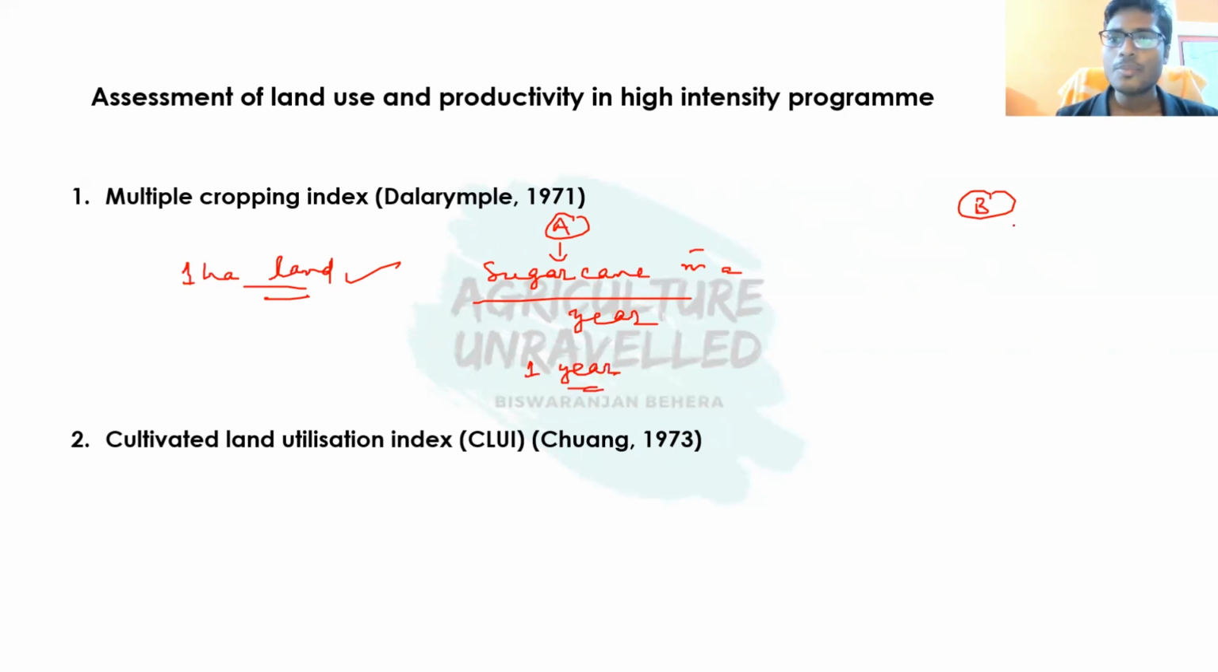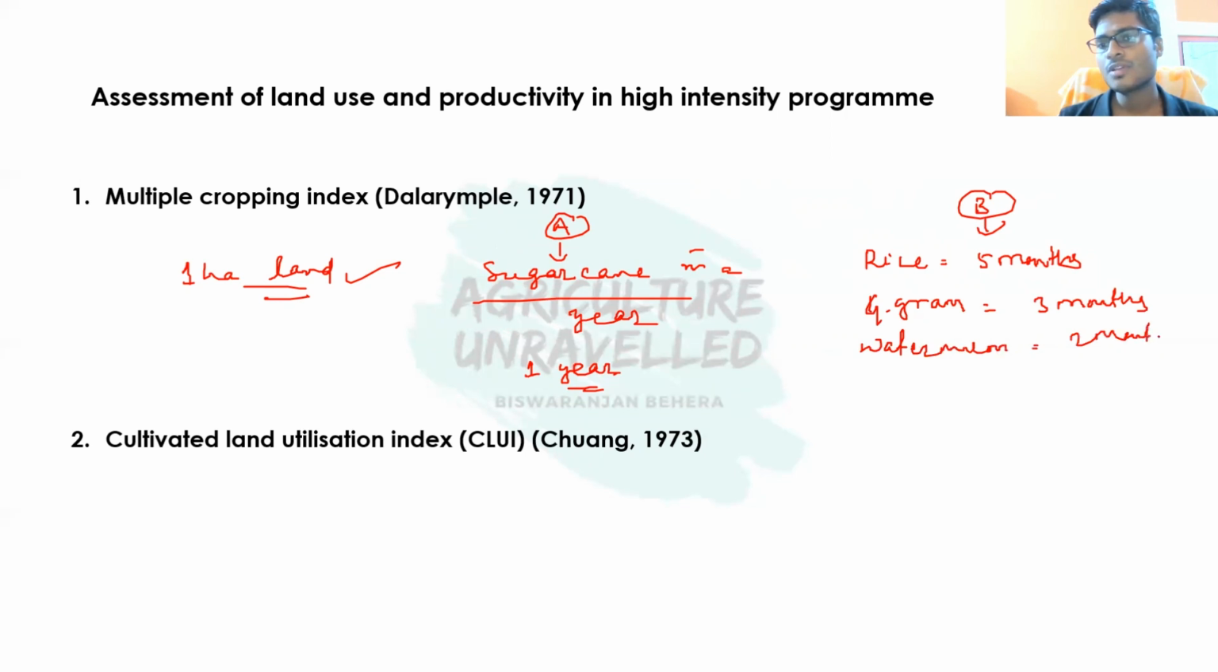And suppose, for example, farmer B grows rice crop for 5 months in Kharif, followed by green gram crop in 3 months, followed by, in summer season, maybe watermelon in two months. So if we calculate the cropping intensity, then what will be the cropping intensity for farmer A and what will be the cropping intensity for farmer B?